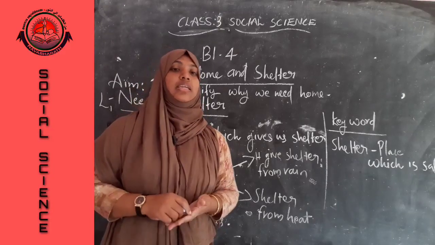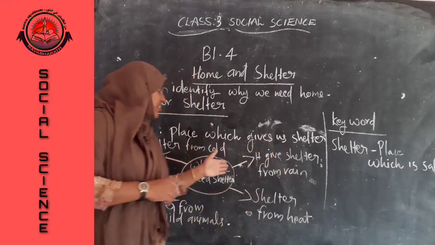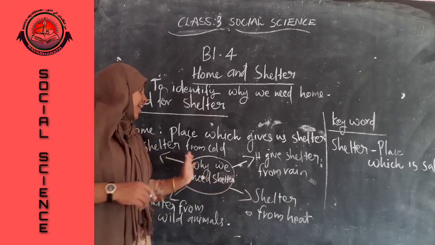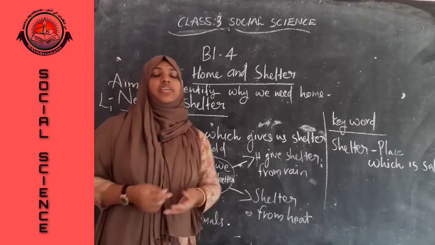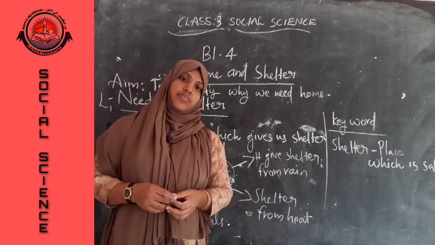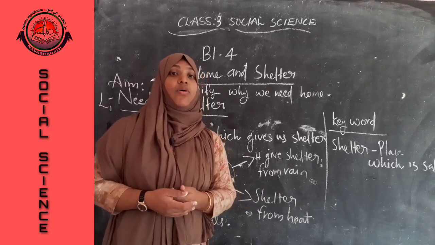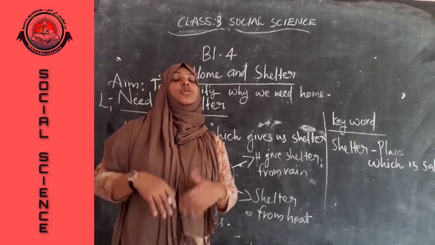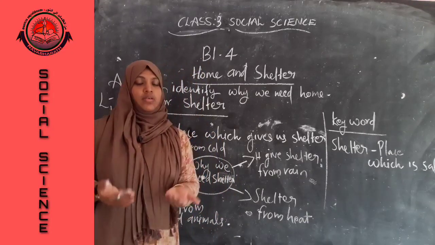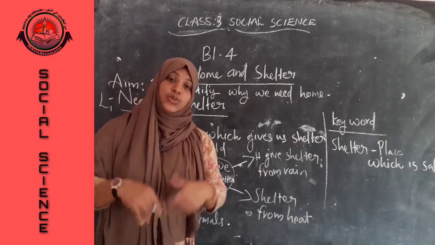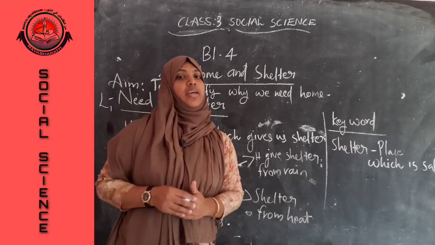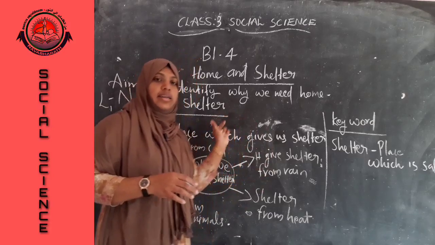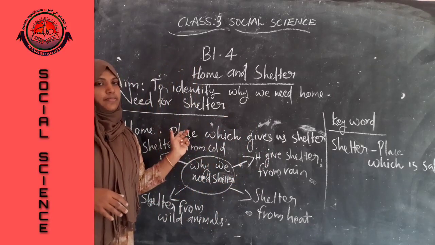So everyone needs a home for shelter. It gives us shelter from rain, heat and cold, and also protects us from wild animals. If anyone doesn't have shelter, how can we help? We can collect money to get their house repaired or reconstructed. Okay, I hope you understood this first lesson.